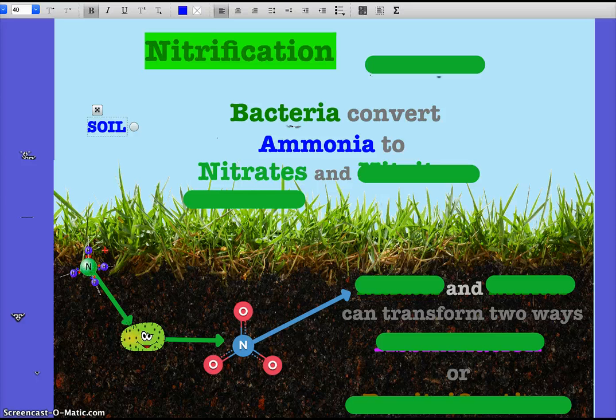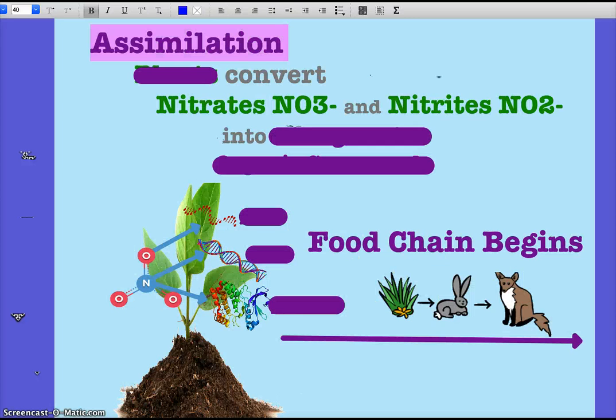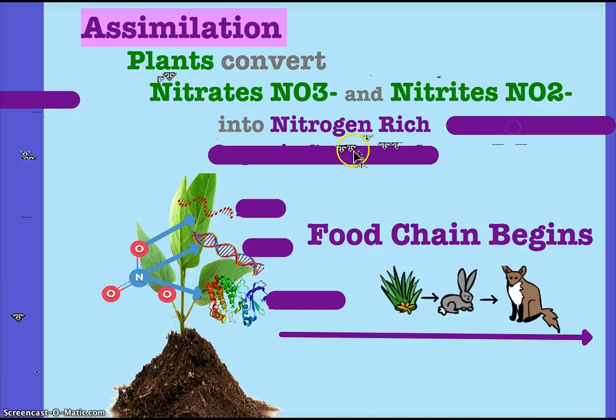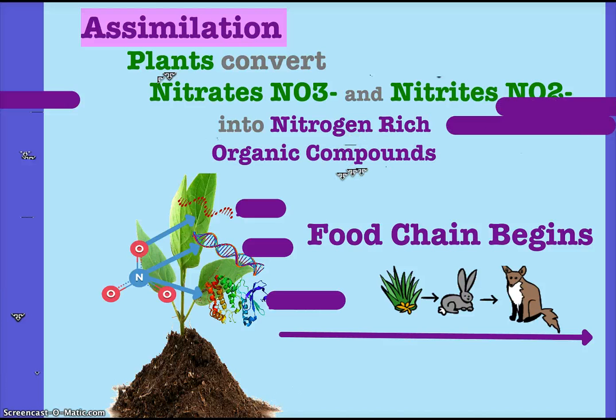And then I'm going to just jump here. I'm not even going to uncover that little thing. Nitrates can go through what's called assimilation. We're not going to uncover that. Let's go here. Okay? So we're starting with nitrates. Where are we? In the soil. Okay? Ammonia was turned into nitrates in the soil. Who's going to take in the nitrates? Plants. Plants are going to take in the nitrates, and they're going to make what we call nitrogen-rich organic compounds.